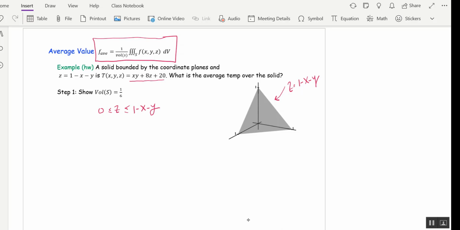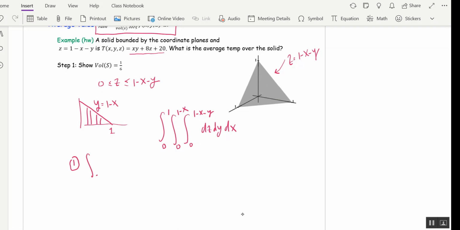For the xy limits, we project that tetrahedron onto the xy plane. This is the line y equals 1 minus x. This would be 1. So if I set this up as a triple integral in the order dz dy dx, then the z limits are 0 to 1 minus x minus y. The y limits in this two-dimensional picture right here start at 0 and go to 1 minus x, and then the x limits are 0 to 1. So this is just for the volume of the tetrahedron. We haven't worried about the temperature yet.